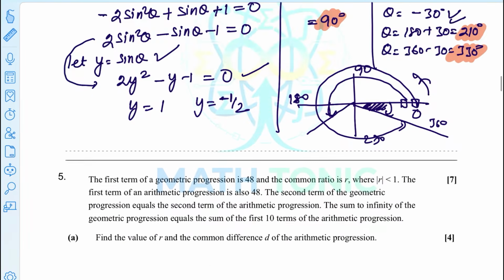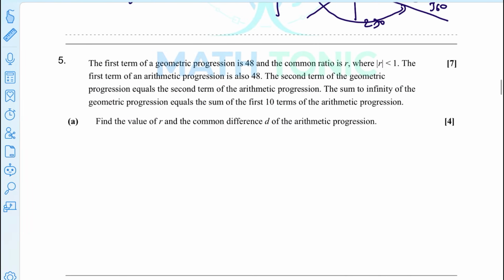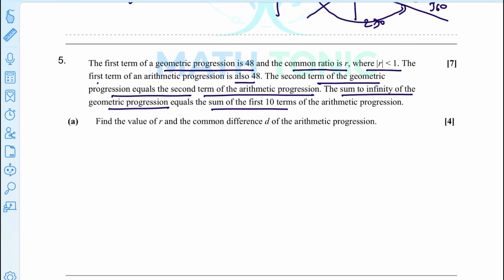Is it okay? Okay. Now question number 5 is about AP and GP. The first term of a geometric progression is 48, and the common ratio is r, where modulus r is less than 1. The first term of the arithmetic progression is also 48. The second term of the geometric progression equals the second term of the AP. The sum to infinity of the geometric progression equals the sum of the first 10 terms of the arithmetic progression. Then find the value of r and find the common difference of the AP.